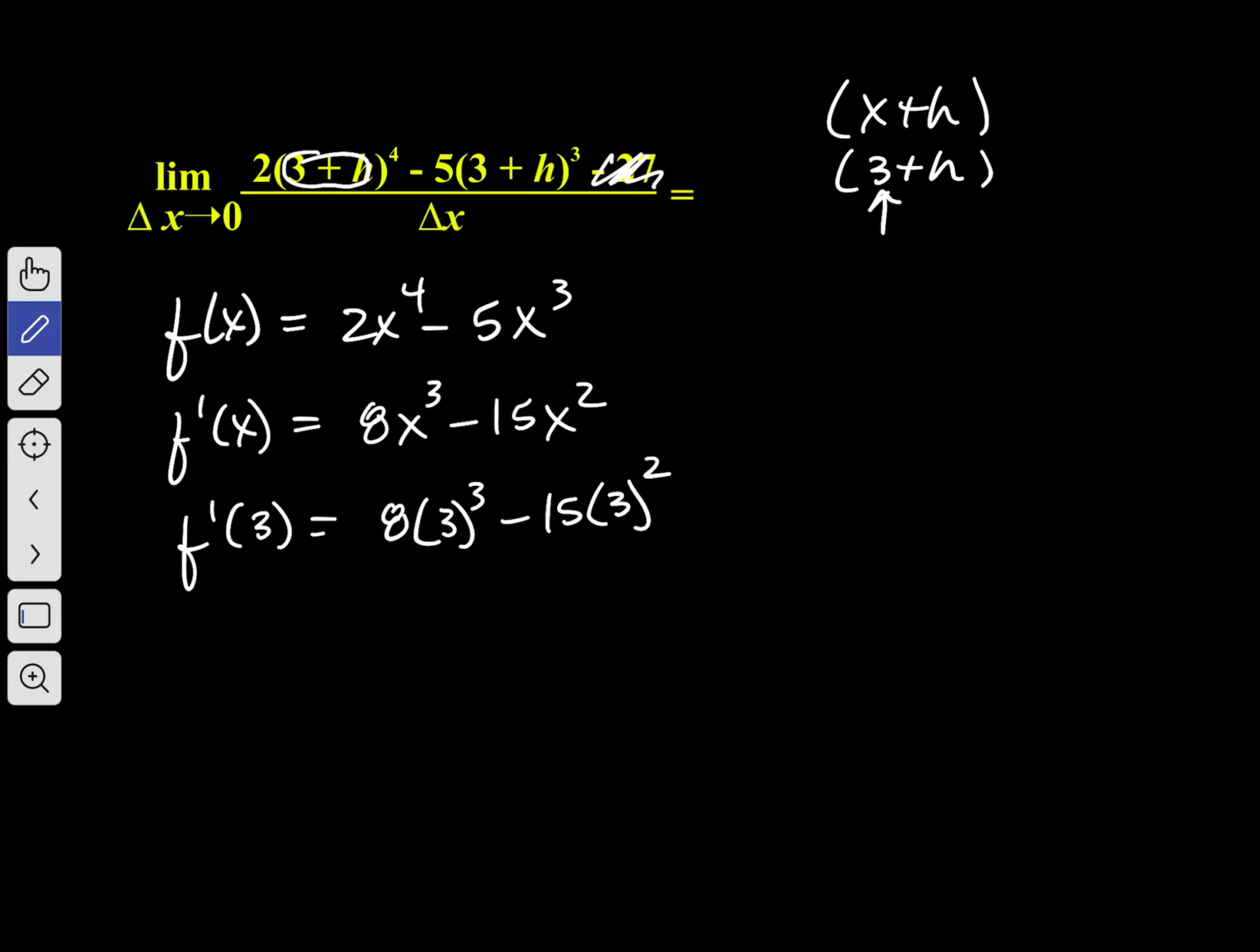27 times 8, 216. 9 times 15 is 135, and the slope at an x value of 3 of this function is 81.